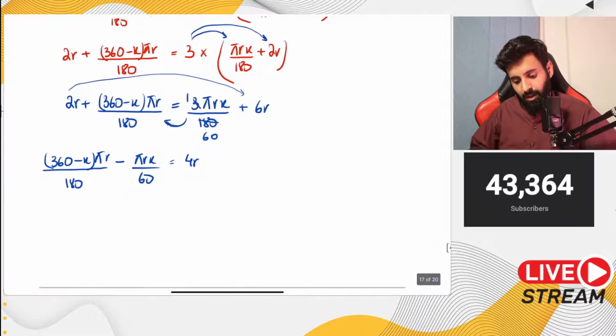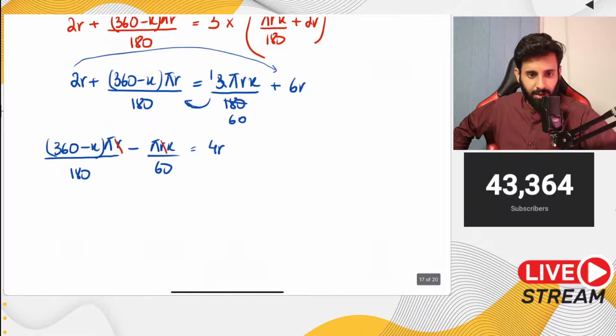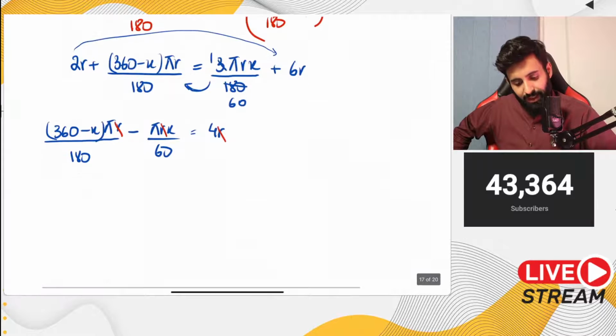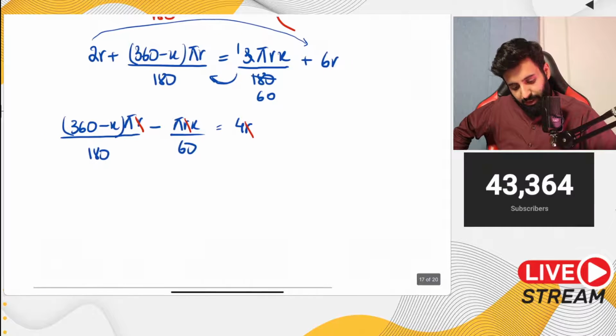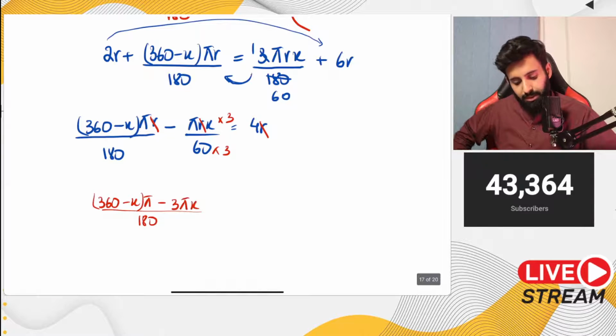Now, first of all, since we have r everywhere, let's cross that out. And then let's take the LCM. The LCM is going to be 180. So we have 360 minus x multiplied by pi as it is. This we multiply by 3, so this also we multiply by 3. So minus 3 pi x, which is equal to 4.